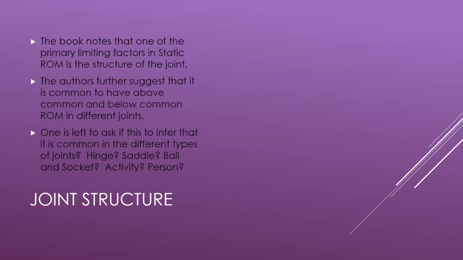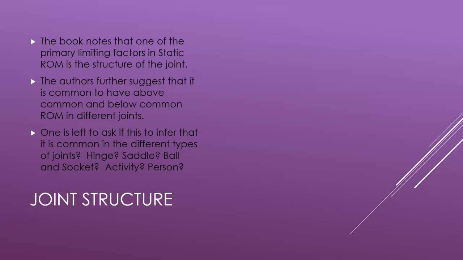So they know that when you look at static range of motion, they cite that one of the limiting factors of static range of motion is the actual structure of the joint itself. And they further suggest that it's pretty common to have above and below common range of motions in different joints, and they don't really differentiate. And I'm kind of miffed by this because, quite honestly, you can have people who have above common range of motion in joints depending upon their activity, even though we're evaluating the same joint.